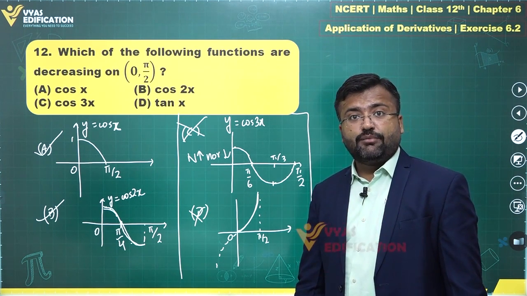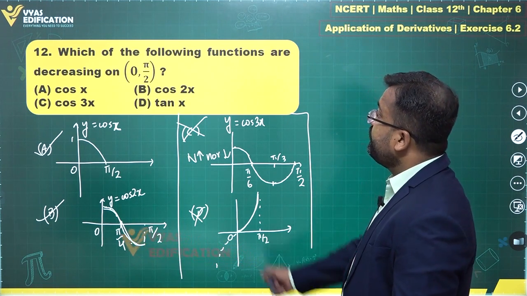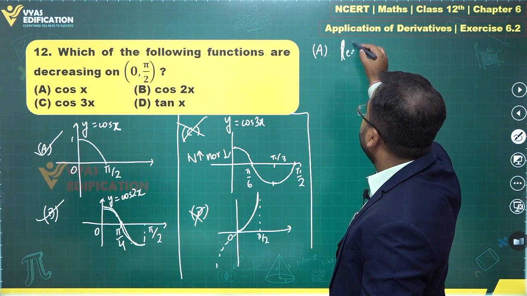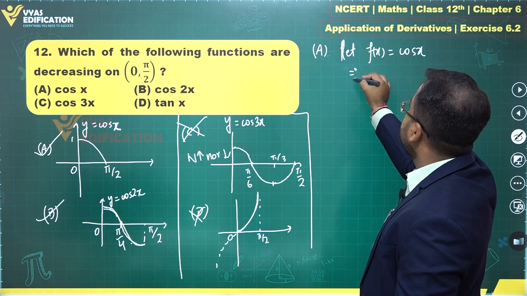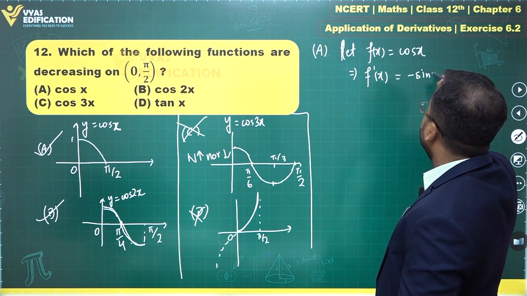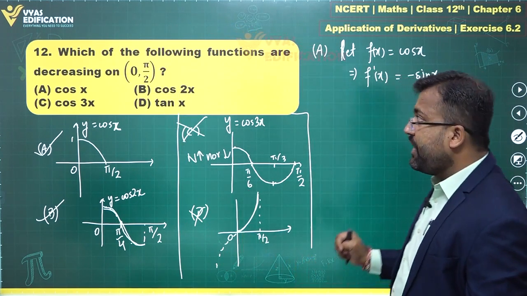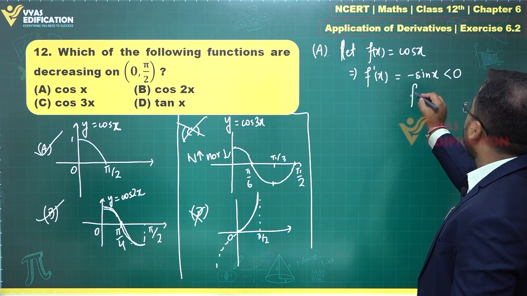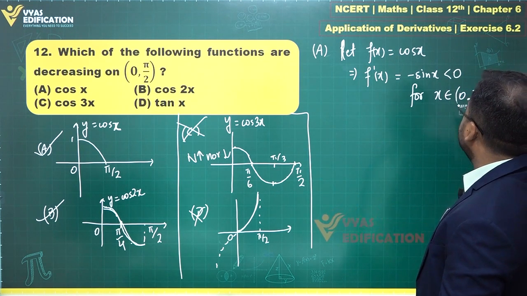But this is the graphical approach. Do you have an analytical approach as well? Yes, we have an analytical approach as well. So, part A, let f(x) is equal to cos x, which gives me f prime x is equal to minus sin x. Okay. And what can you comment about the values of minus sin x in 0 comma pi by 2? This is less than 0 for x belongs to 0 comma pi by 2 in this interval.